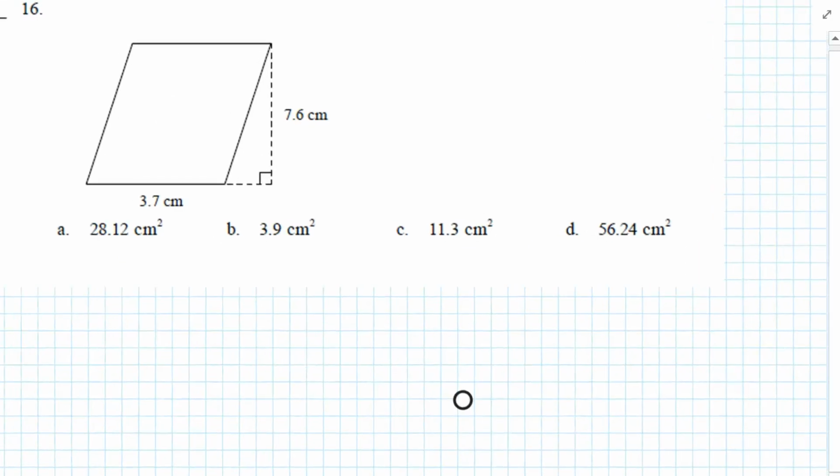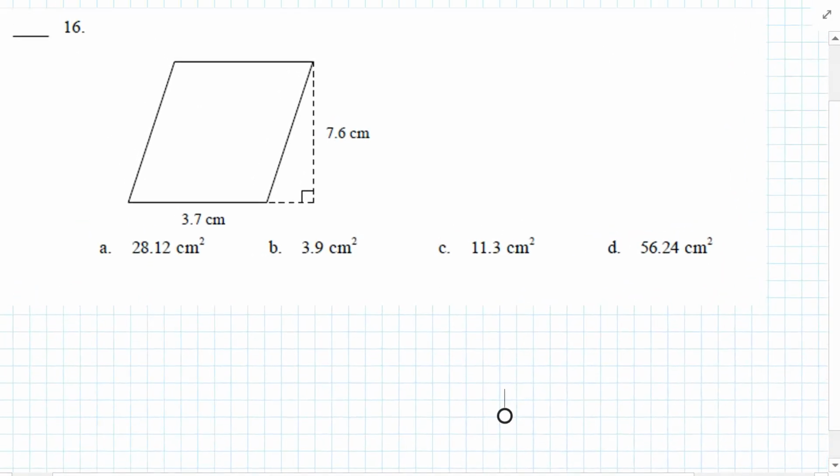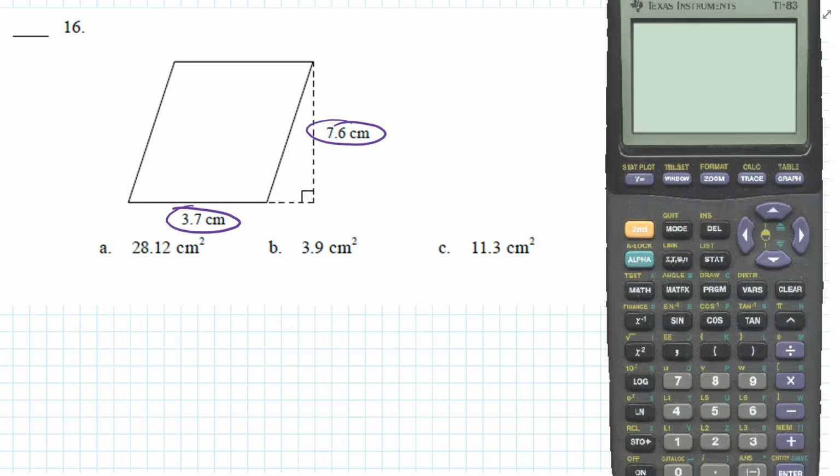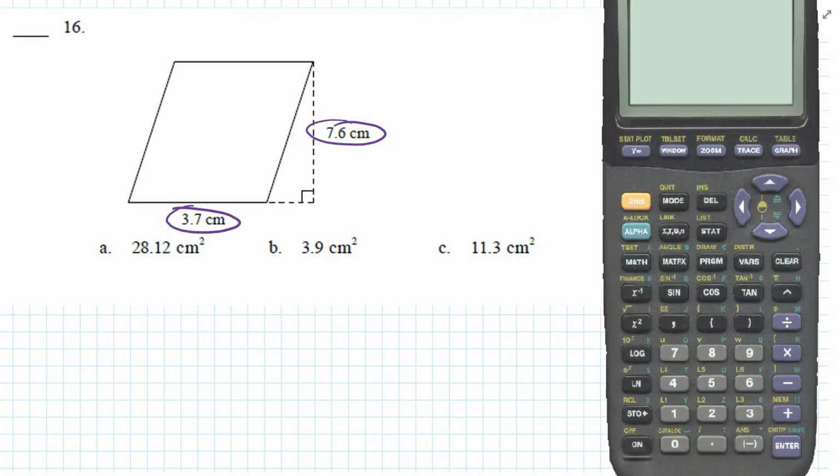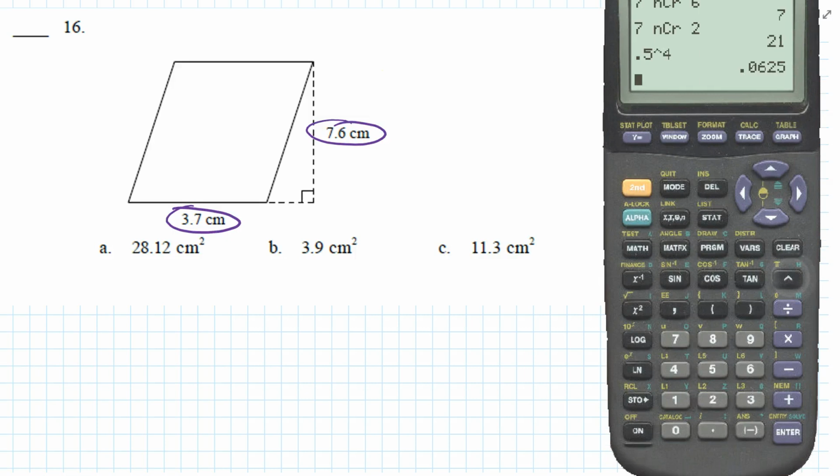Okay, number 16 looks like an area problem. Find the area of this parallelogram. Base times height. Just easy calculator work, right? We'll move way over here. So, turn the calculator on if we can figure that out.